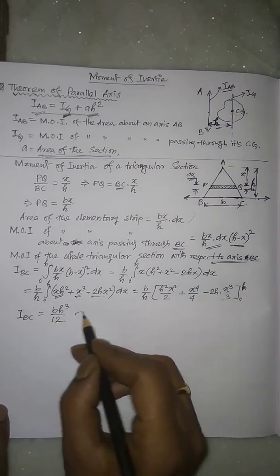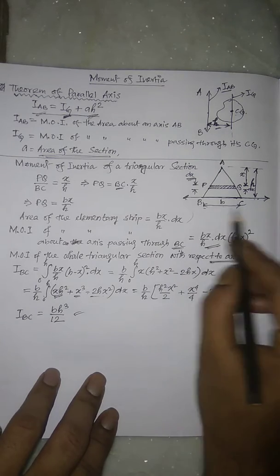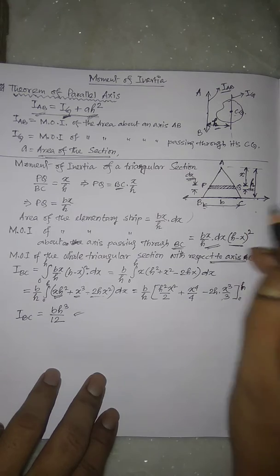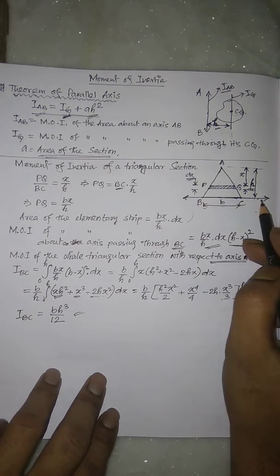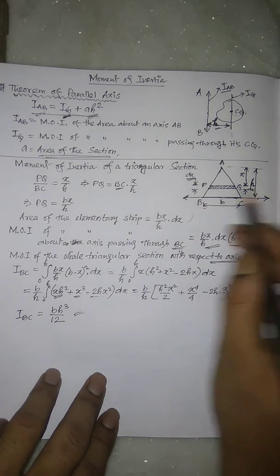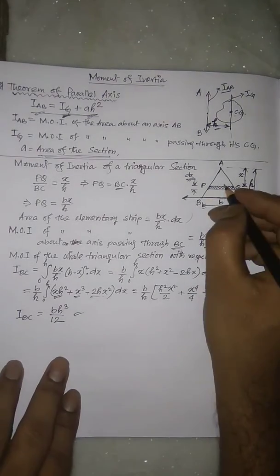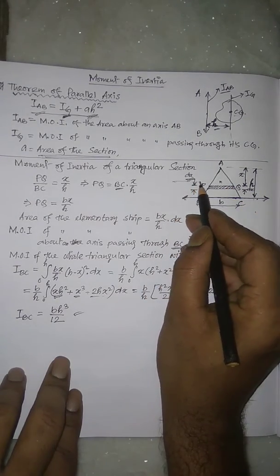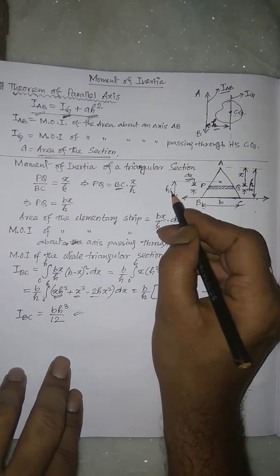So this is the moment of inertia of the triangular section with respect to axis BC, an axis passing through its base. Now we have to find the moment of inertia of the triangular section about an axis passing through its CG and parallel to its base. Suppose the CG is here. The CG should be at a distance from its base equal to h by 3.